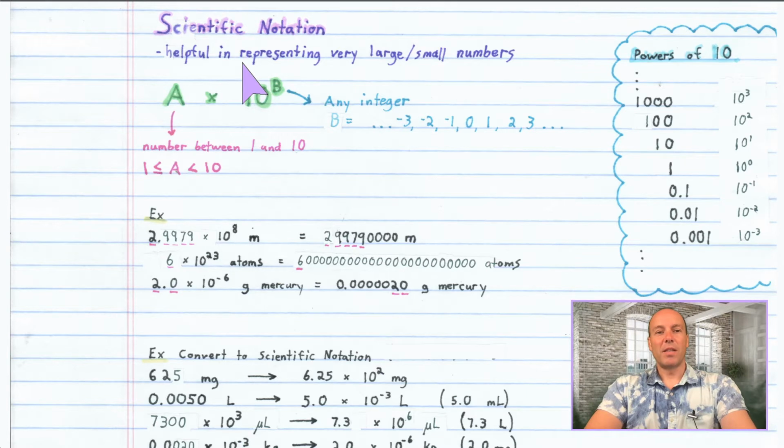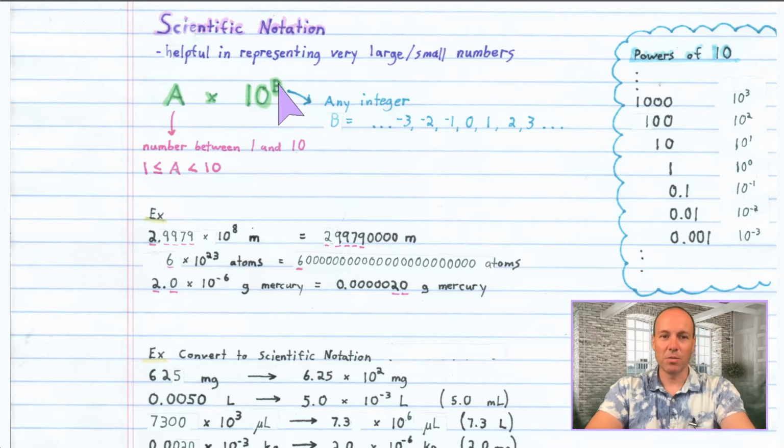What a scientific notation number looks like is written in green right here. A times a power of 10, where A is a number between 1 and 10, and this is an integral power of 10. So 10 raised to some integer, 10 to the b, where b is any integer. So it could be 10 cubed, 10 to the 5th power, 10 to the negative 2nd power. It could be any integer, positive or negative.